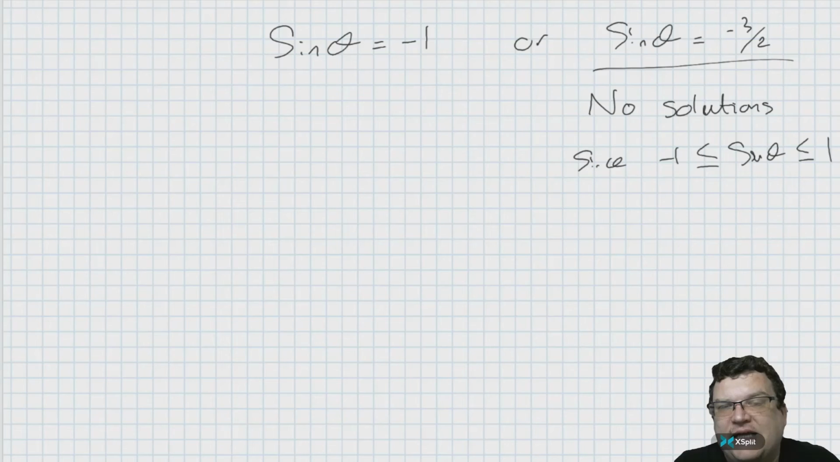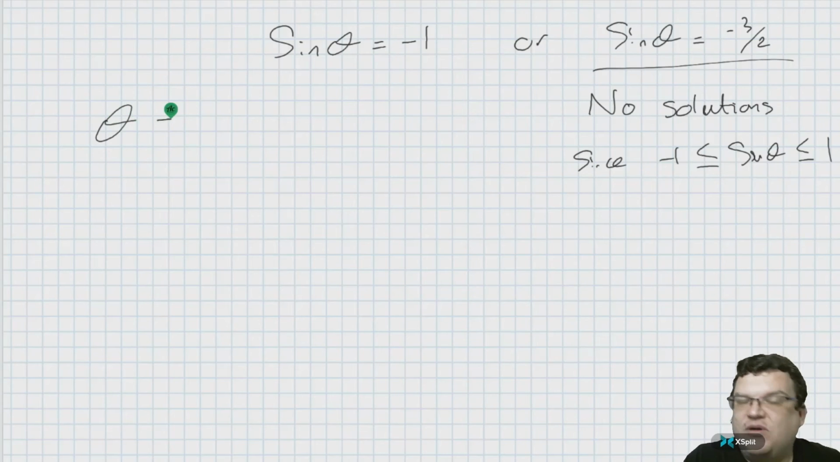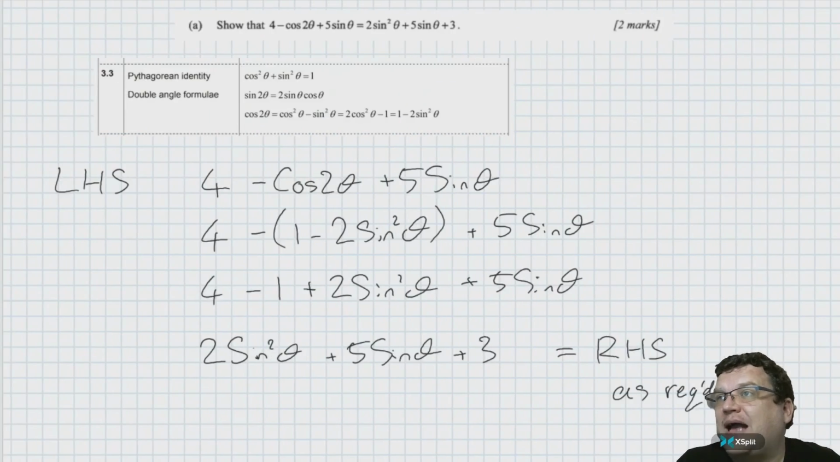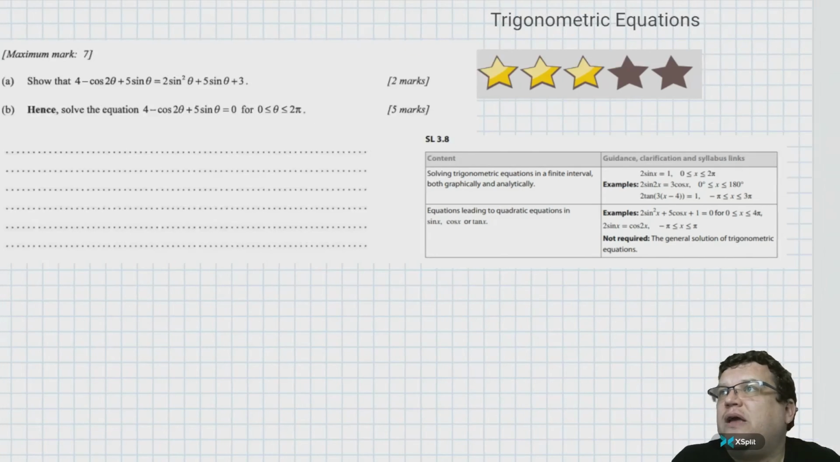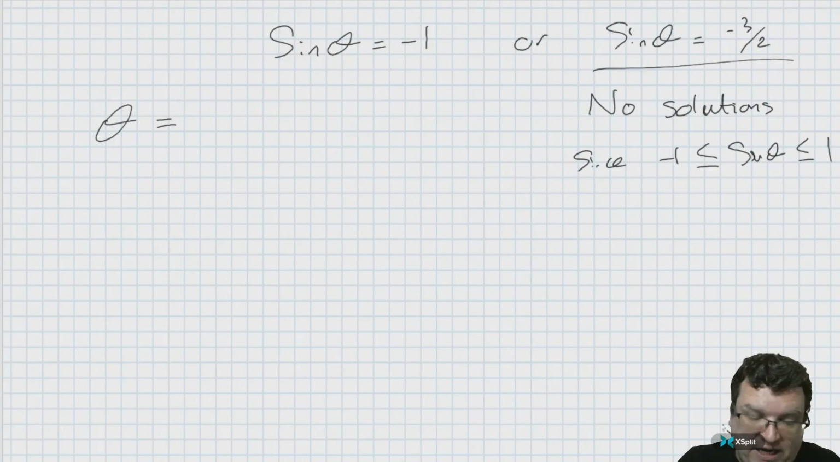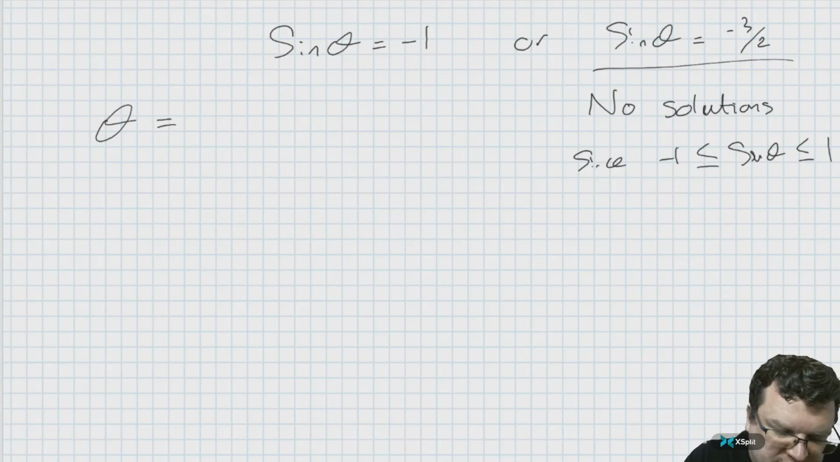We need to turn that back into an angle, to give our value of theta. Now, whenever you're doing an angles problem, you always have to ask yourself, do I need to give my answer here in degrees or in radians? If we flip back to the question, the clue is normally in the question, and you can see here, hence solve, and it gives us a range for theta in radians. So we're going to make sure we give our answer in radians. So if sine theta is negative 1, what is theta? Well, there's a couple of ways you can address this.